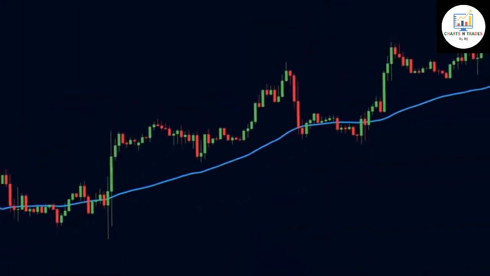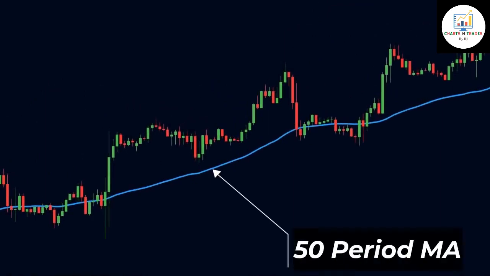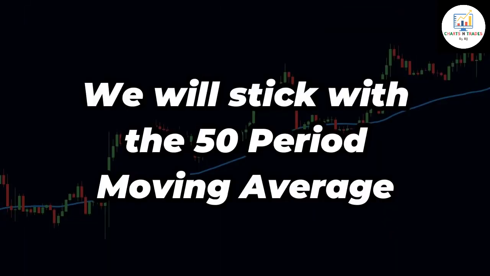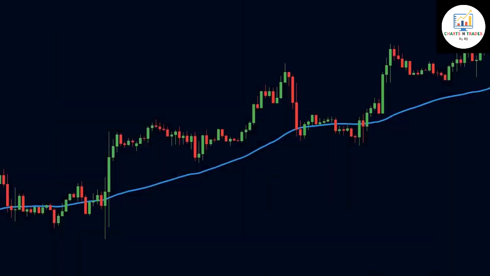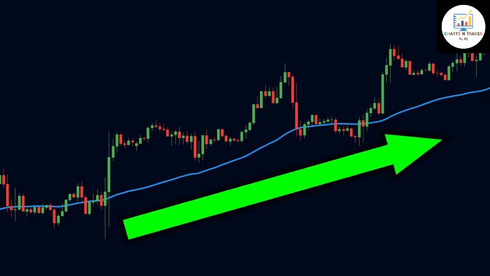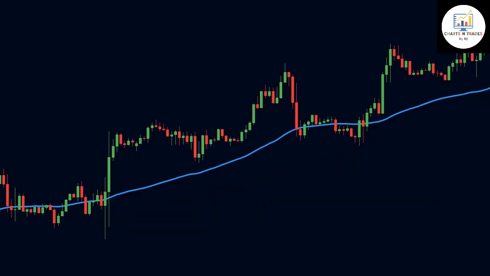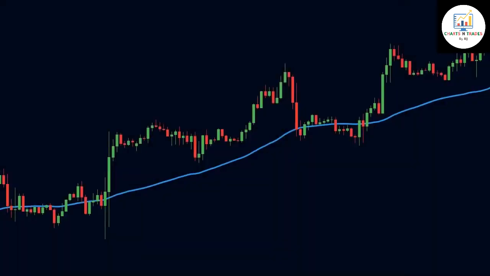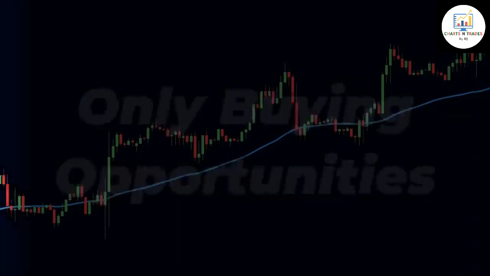Look at this chart. Here, the blue line is a simple 50-period moving average. We can use different moving averages for different trends, but for the sake of this video, we will stick to the 50-period moving average. So, here we see that the price has been trading above the 50 moving average for the most part. The moving average is also sloped upwards. This shows that the price is in a strong uptrend. Now, our goal is to trade in the direction of the trend. So we will only look for buying opportunities.